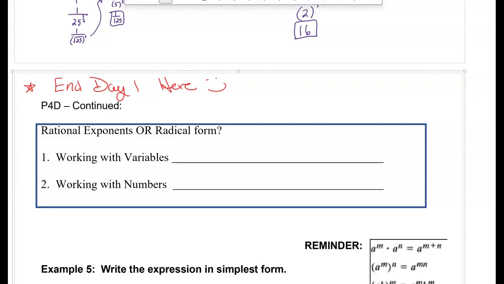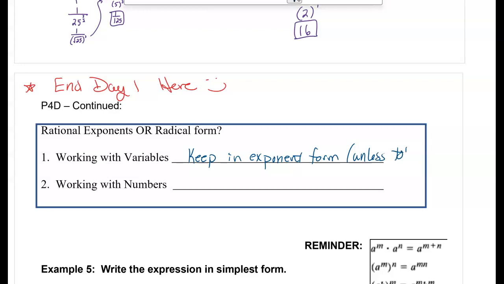Like, for instance, if you're working just with variables, sometimes it's just easier to work with the exponential form. So, if you're working with variables, I would keep it in exponential form. Actually, I think it's almost easier. Unless told otherwise, okay? This is kind of the form that you're going to get it in. So here's what I mean.